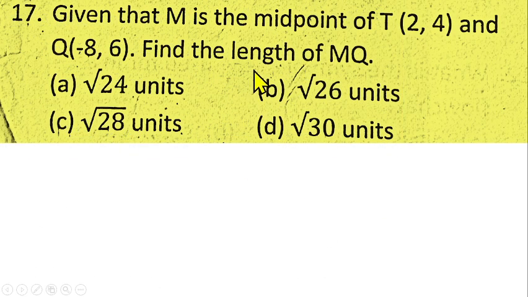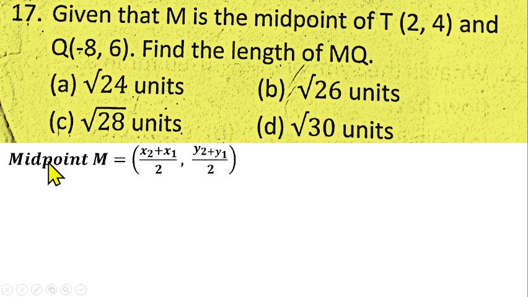Question number 17 is from coordinate geometry. Given that M is the midpoint of T and Q, find the length of MQ. So we need to find the coordinate of M, which is the midpoint of this and this. So how do we find the midpoint of two coordinates? That should be x2 plus x1 over 2 comma y2 plus y1 over 2. So in this case, we get our x2 is minus 8, our x1 is 2, our y2 is 6, and our y1 is 4. If you put that here, you have this.